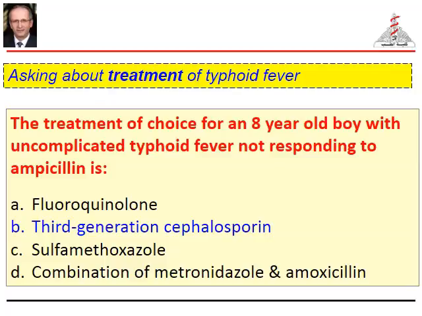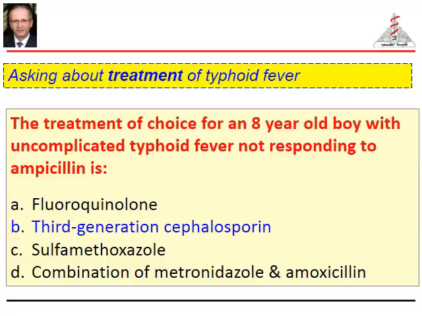We can make this question focused by asking about, let's say, the treatment of typhoid fever. The treatment of choice for an 8-year-old boy with uncomplicated typhoid fever not responding to ampicillin is, and here we list 4 options. All of them are drugs used to treat typhoid fever, but not for this particular patient. Only one of them is correct. For example, quinolones cannot be used in children.